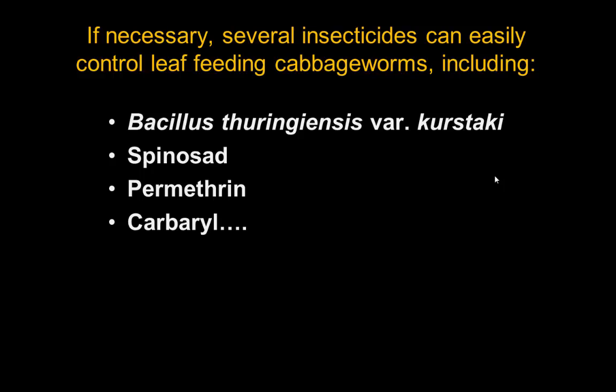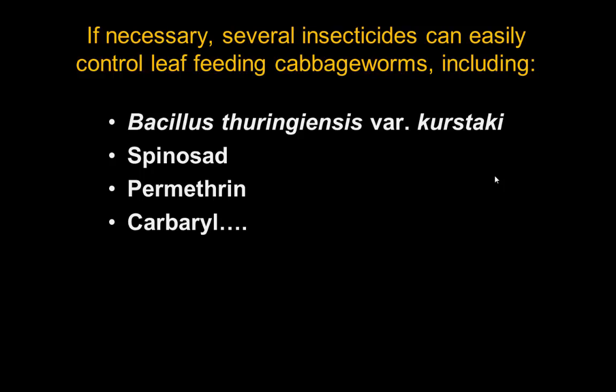But if necessary, there are insecticides that can easily control leaf-feeding cabbage worms, including Bacillus thuringiensis, the Kurstaki strain. This is the oldest use of this biological product, the microbe Bacillus thuringiensis, with lots of strains, but the original strains developed were for caterpillar situations such as this. The newer product derived from microbes known as spinosad is also excellent on cabbage worms, as are other more standard insecticides, permethrin, carbaryl, and many others.